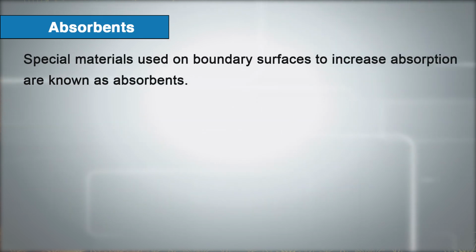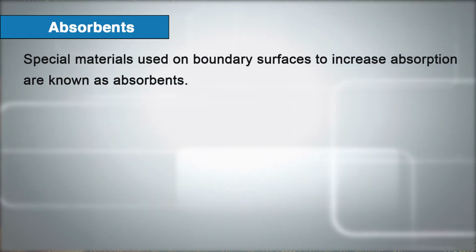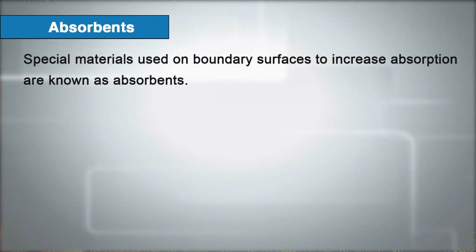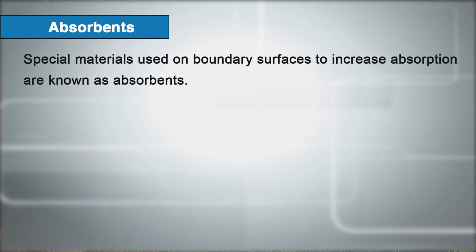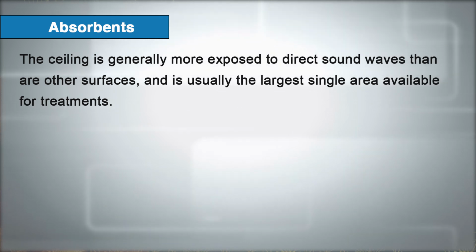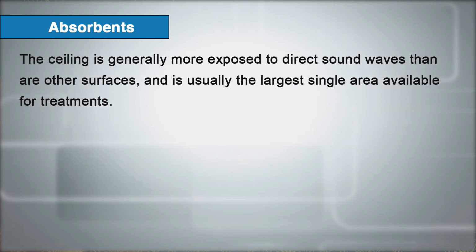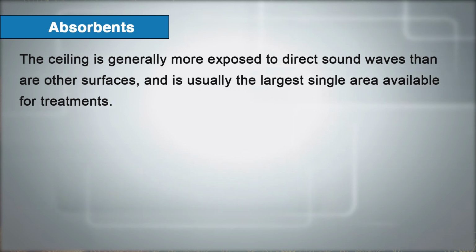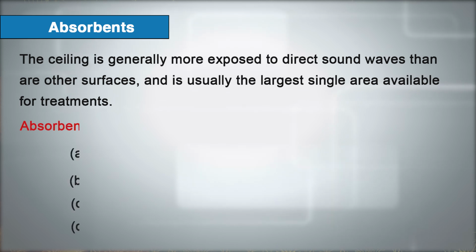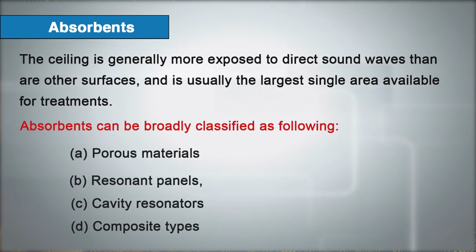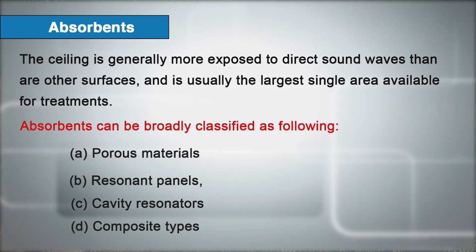Absorbents: special materials used on boundary surfaces to increase absorption are known as absorbents. The ceiling is generally more exposed to direct sound waves than other surfaces and is usually the largest single area available for treatment. Absorbents can be broadly classified into the following: first, porous materials, then resonant panels, cavity resonators, composite types, etc. We will take up the types of absorbents one by one.